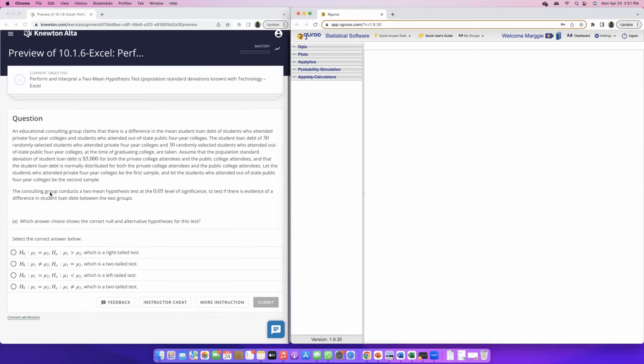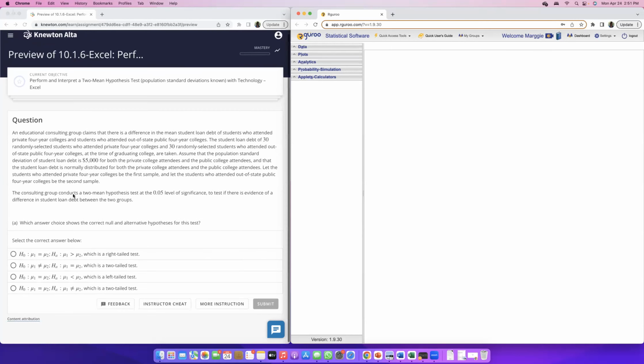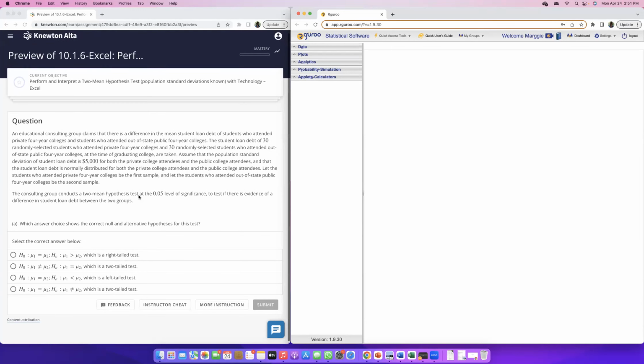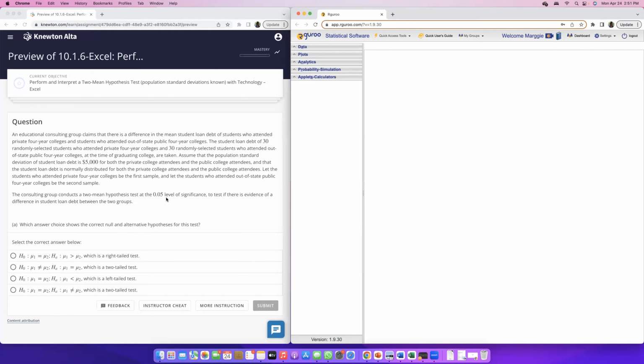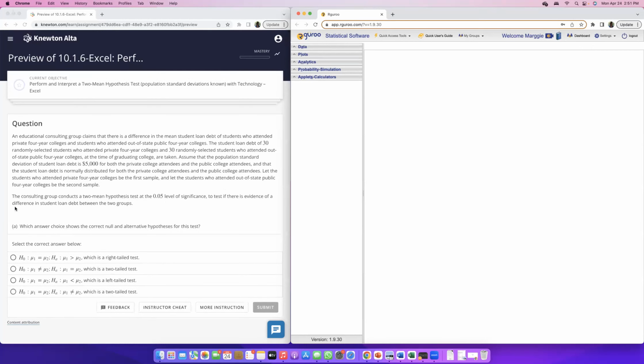The consulting group conducts a two-mean hypothesis test at a 5% level of significance to test if there is evidence of a difference in student loan debt between the two groups. So we are going to, first of all, recognize what our null and alternative hypotheses are.